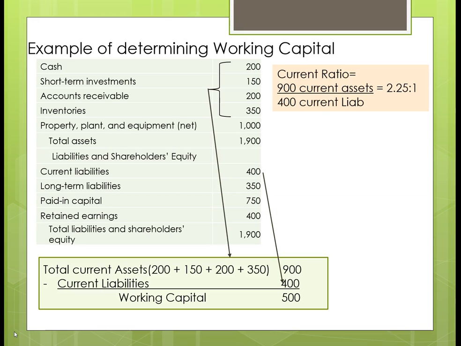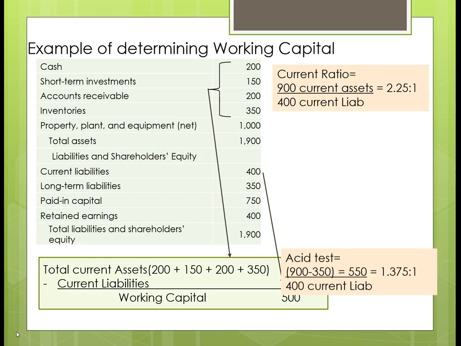Now, another way to look at this is the current ratio. In this case, we have $2.25 in assets for every dollar we have in current liabilities. So that's not too bad, but you can't judge a ratio on its own. You have to compare it to industry averages, and every industry is different.